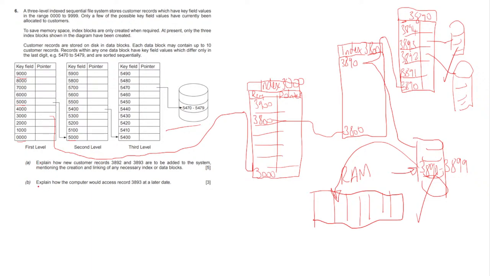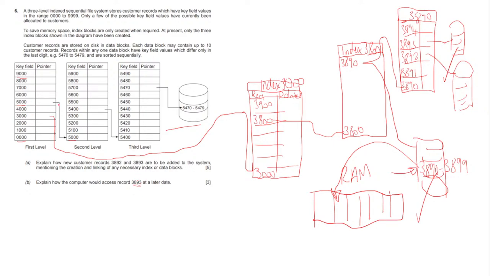Right, part B, explain how the computer would access record 3893. So you go to 3000, you go to the next index at 3000, you then go up the index to 3800, you go to the third level of your index at 3800, and then you would extract at 3890. You would then go to the data itself, extract the data you need for 3893, and then you would take that and put that in random access memory ready for use.